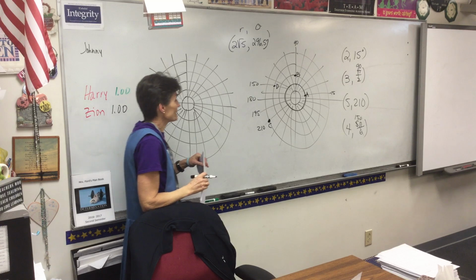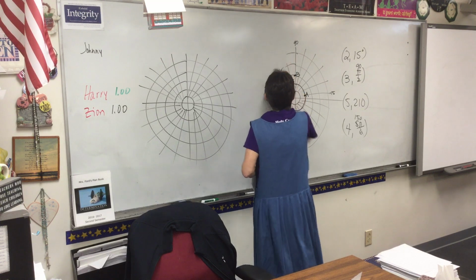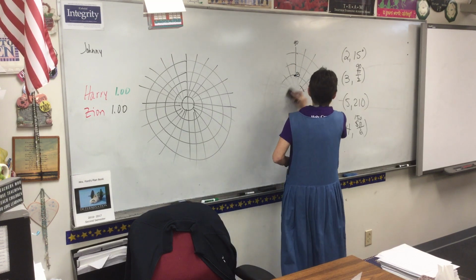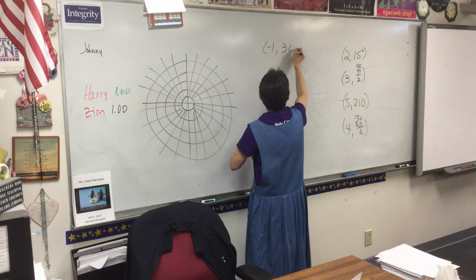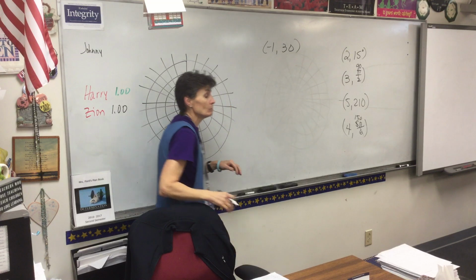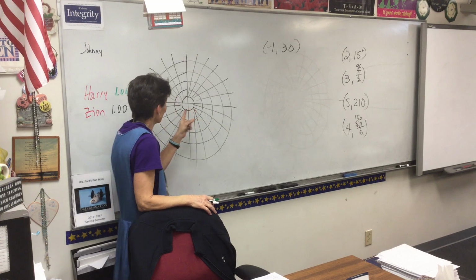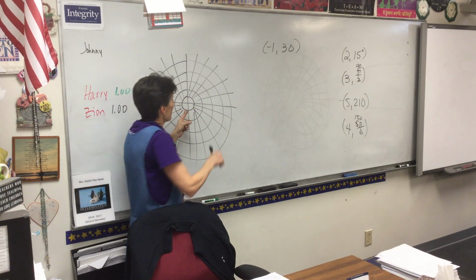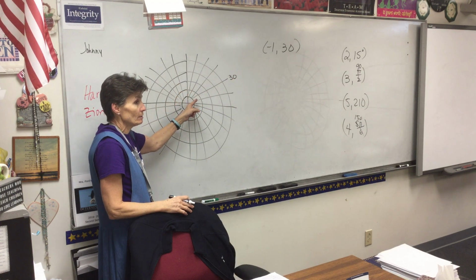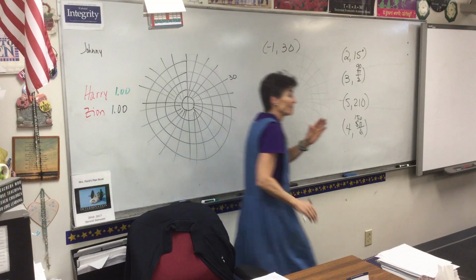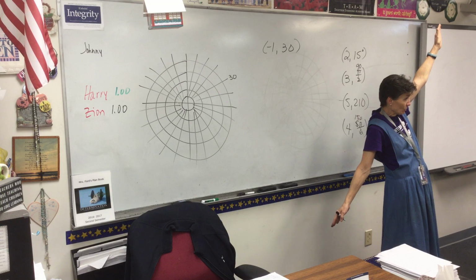It's wild and crazy. Let me tell you how it works. We're going to do -1, 30. When the radius is negative, it tells you you still get on the first circle out. But instead of going on the 30 angle, you go on the opposite angle of 30. So if this is 30, the opposite angle would be down here.